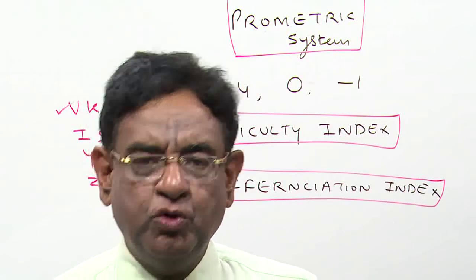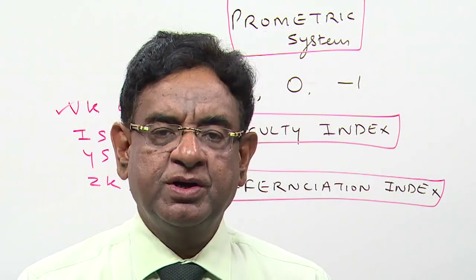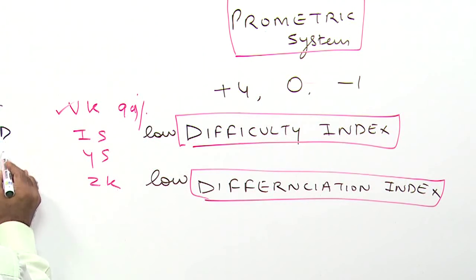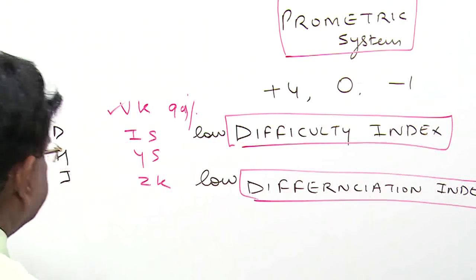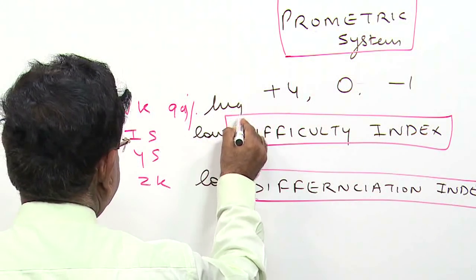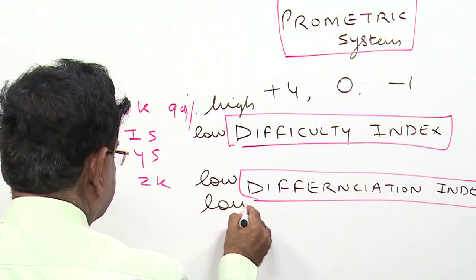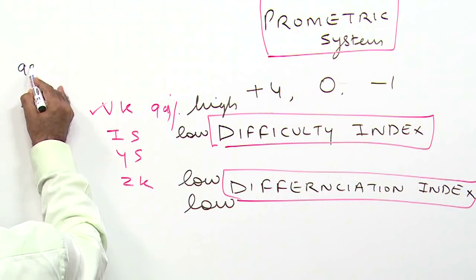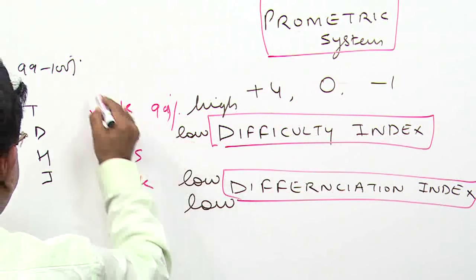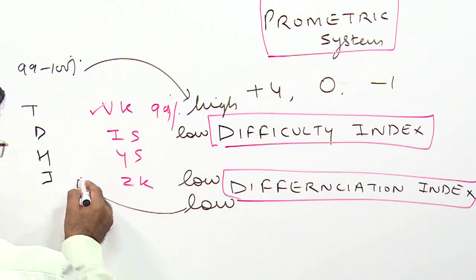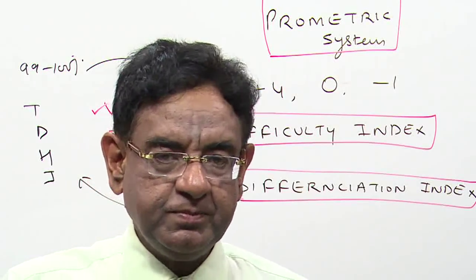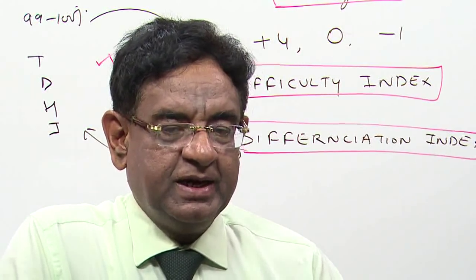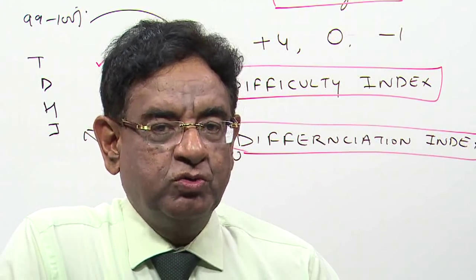Now I asked you one more question. Who is the Prime Minister of Honolulu? Tom, Dick, Harry, Jerry? Difficulty index very high, but I cannot differentiate who is a good student or not a good student. The differentiation index is low because 99 to 100% of people cannot answer this question. So difficulty index very high, differentiation low, because I cannot differentiate who knows more or who knows less. Better to say that all students are good, so I take my words back. I should use the term who knows more or who knows less. Okay.